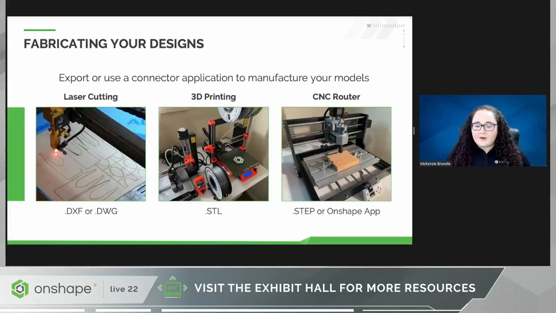For a CNC router, you can either export a STEP file and once again bring it into your favorite application, or there's a whole bunch of integrated Onshape apps. Kiri:Moto is a great one that's cloud-based. So if you're using a Chromebook or something that can't use a downloaded application, Kiri:Moto is a great way to go. But then there's also a whole bunch of other connector applications. If you're using something like SheetCAM or Mastercam or many of these others, you can just directly integrate into Onshape.